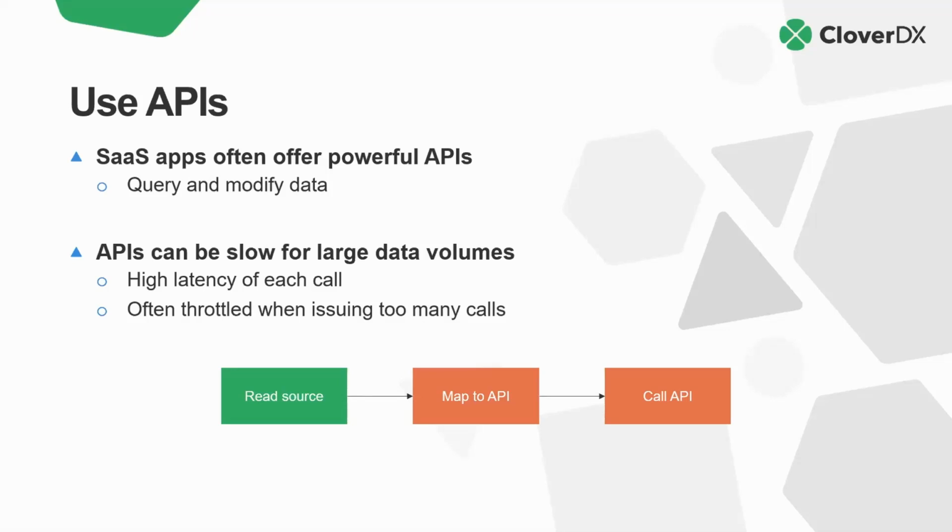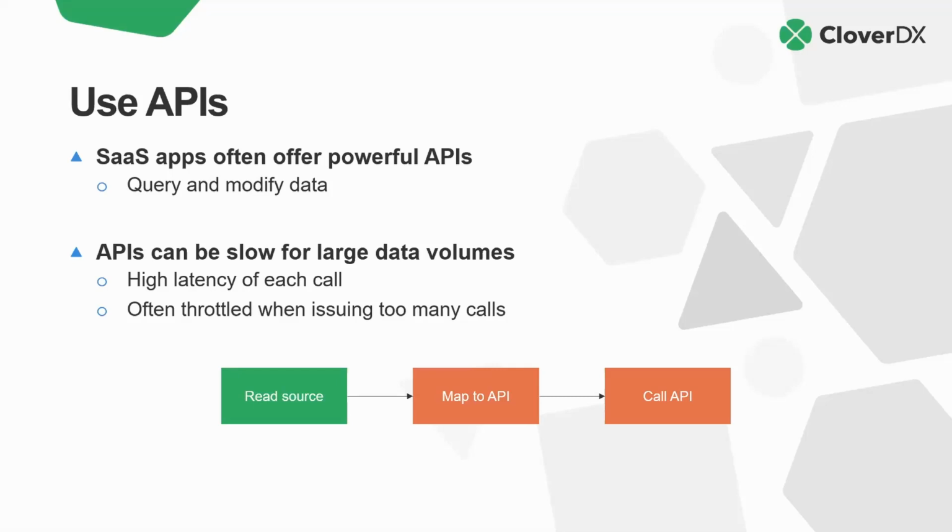And if you try to run many calls in parallel and issue too many of them at a time, you often get throttled, right? Because those tools need to protect their resources so that every client that they have gets their fair share of the resources.